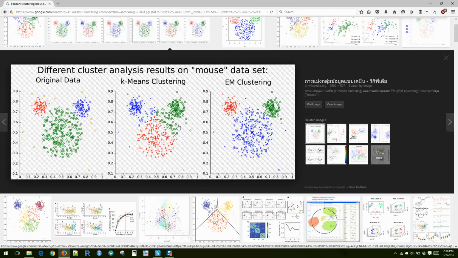K-means clustering assumes that nearest distance is the best way to go, okay? And so what ends up happening is it ends up grouping this over here, and this over here, okay? And so you can kind of see a little bit of the boundaries.